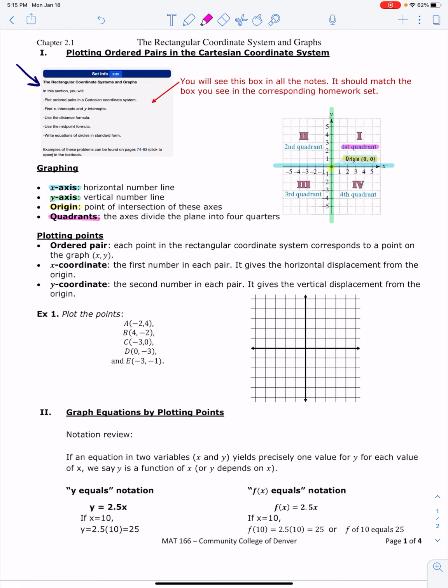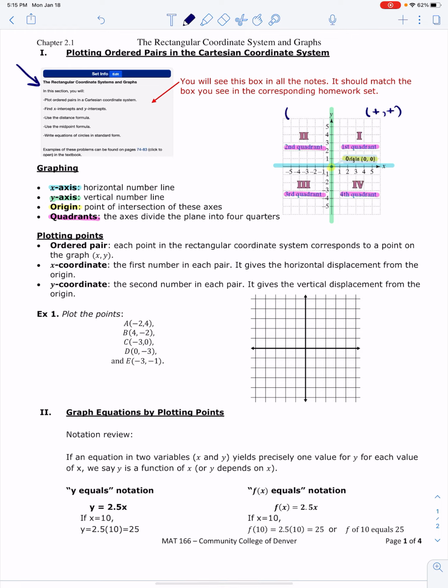Quadrants are numbered counterclockwise, so second quadrant is our top left. Third quadrant is our bottom left, and the fourth quadrant is our bottom right. It is important to put that together and know what those ordered pairs are going to look like. In the first quadrant, both our x-coordinate and our y-coordinate will be positive. Anytime you see an ordered pair with 2 positive coordinates, we know we're in the first quadrant.